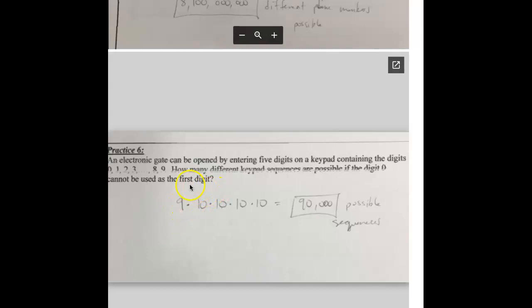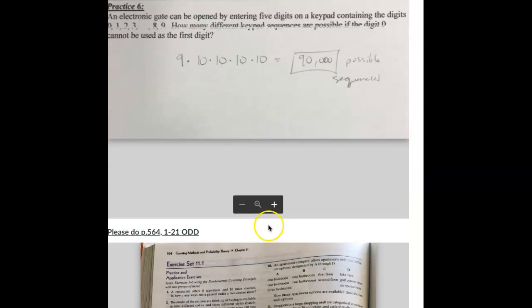And then practice 6, you guys. Practice 6. An electronic gate can be opened by entering 5 digits on a keyboard containing the digits 0 through 9. How many different keypad sequences are possible if the digit 0 cannot be used as the first digit?